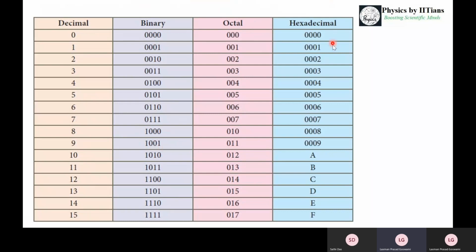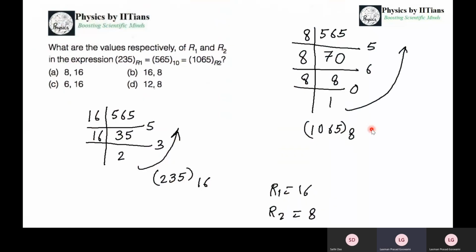And for the hexadecimal number system, up till 9 we have the same digits, and after that we will have A, B, C, D, E, F, like that. So this is the table representing all the conversions from 0 to 16. Now let's have some examples from the previous year papers.